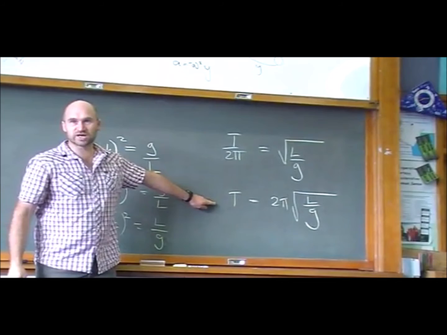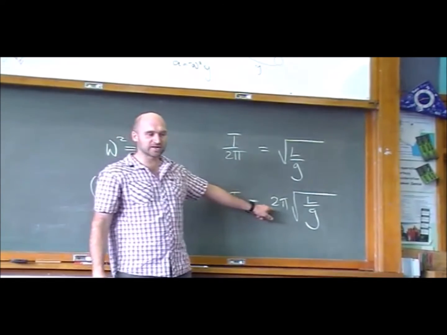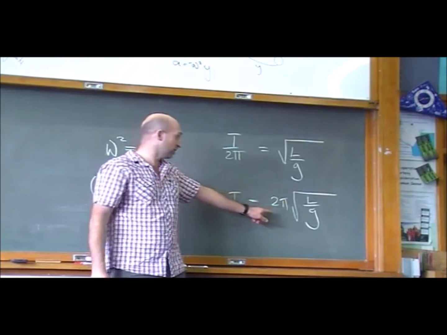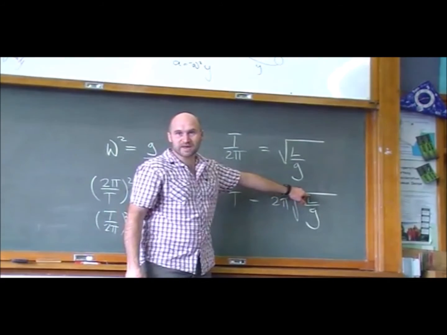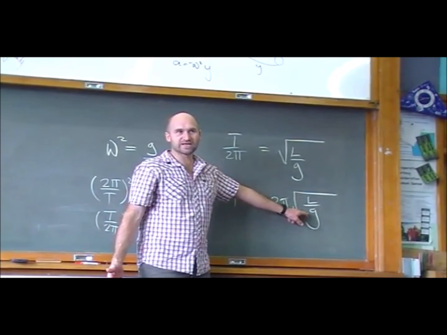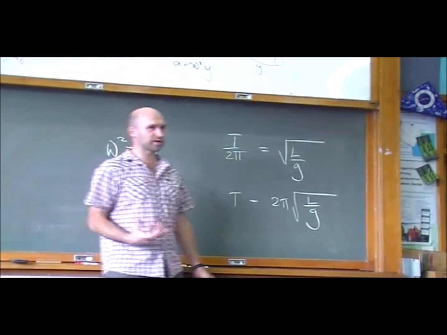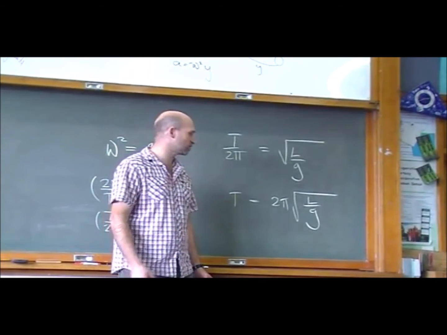That's on your formula sheet. Check this out. The only thing that the period of a pendulum depends on is the length of the pendulum and the acceleration due to gravity. It doesn't depend on the size of the swing. It's one of these cool things that comes out of simple harmonic motion.